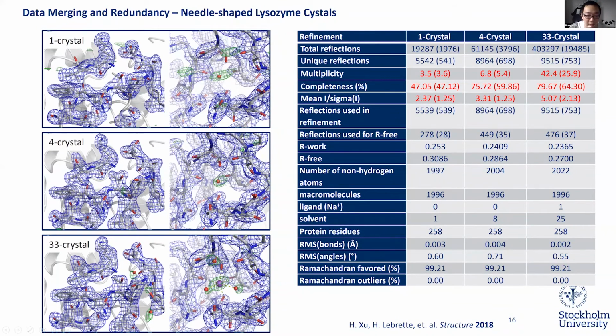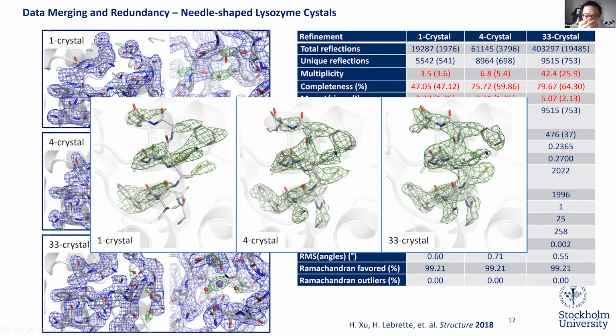This can enhance our data quality and also the final model, the quality of the map. As you can see in the 33 crystal case, we can see the sodium ion in the lysozyme case. And by looking at the omit map, we get a very nice map with the 33 crystals. So merging data is very useful. And nowadays we routinely collect maybe 15, 20 degrees of data from each crystal, and we can collect so many crystals, and then we merge them and sort them out using the clustering afterwards.